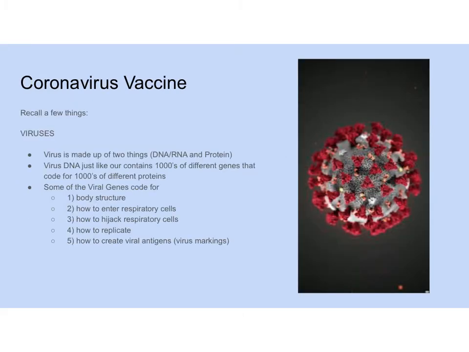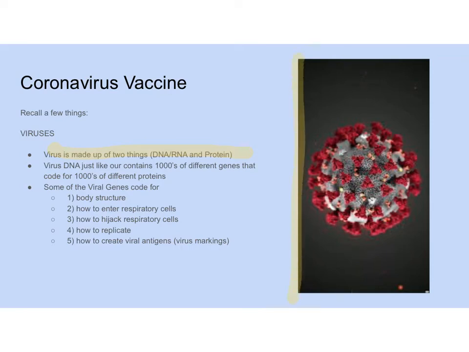Now, the more interesting one is the coronavirus vaccine, at least from my point of view. Before we get into the coronavirus vaccine and how they're making it, we just have to recap quickly on viruses from grade 11. One, a virus is made up of just two things: DNA or RNA, one of the two, and protein. So it's the only two things.